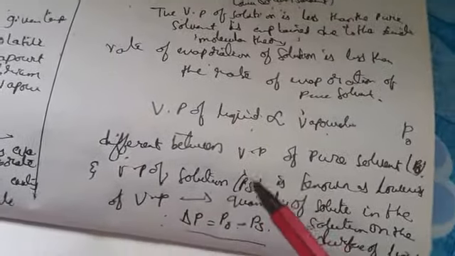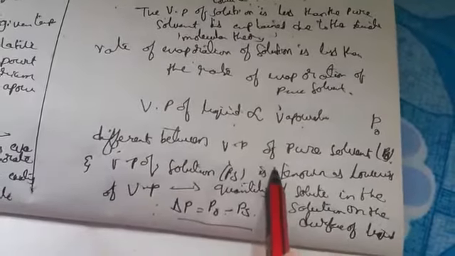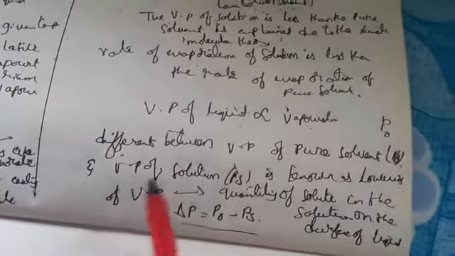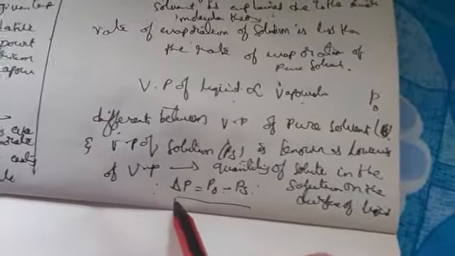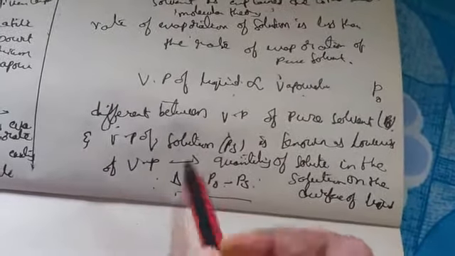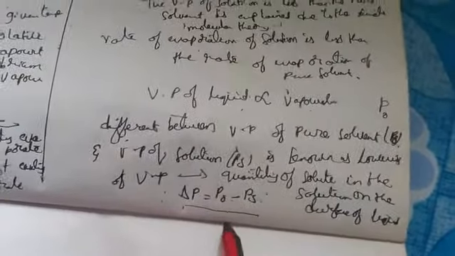Then what do you mean by lowering of vapor pressure? I told you lowering of vapor pressure is nothing but the difference between the vapor pressure of pure solvent, that is P0, and the vapor pressure of solution, PS. That we call lowering of vapor pressure. So mathematically, delta P is equal to P0 minus PS.